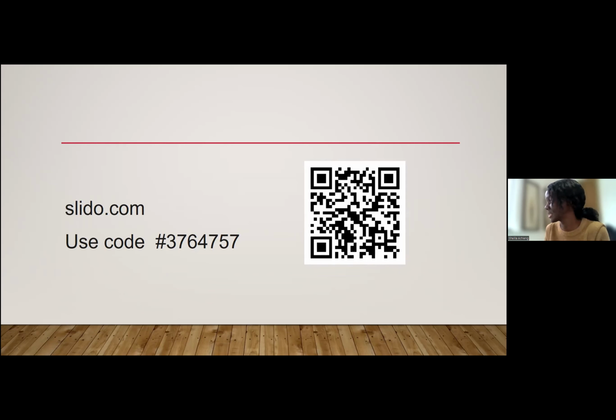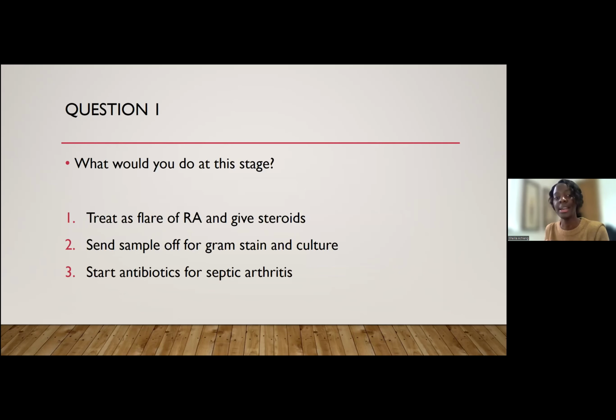I can see some of you voting, so I'll assume most of you have the code. So what would you do at this stage? Would you treat her as a flare of rheumatoid arthritis and give her steroids? Would you send a sample off for gram stain and culture? Or would you start antibiotics for septic arthritis?